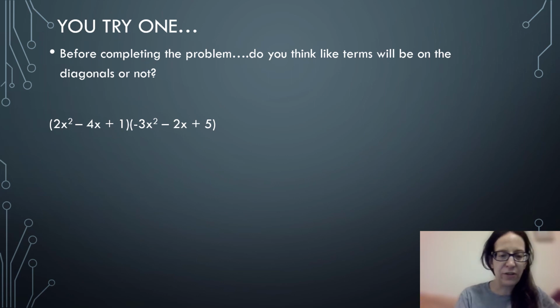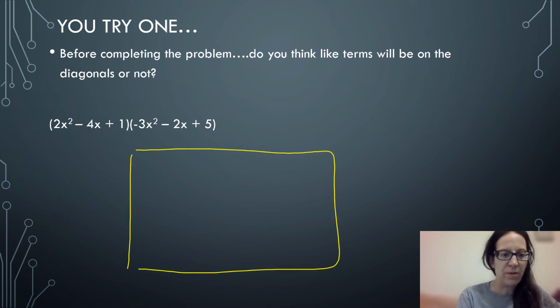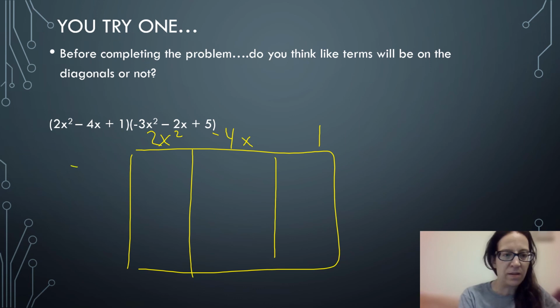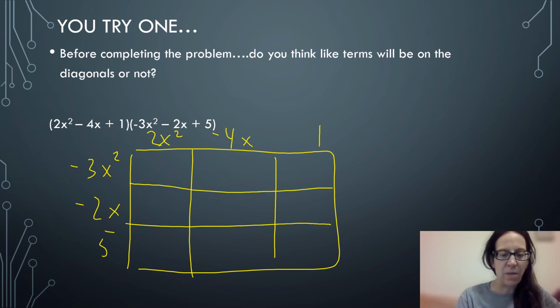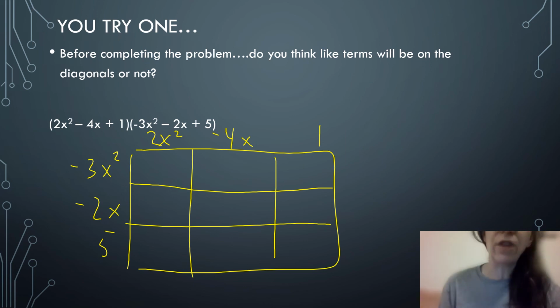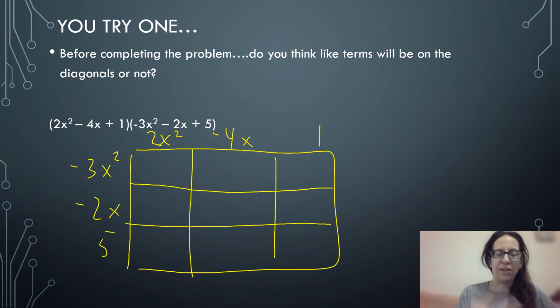All right, let's do this. Let's see, what do we have? We have 2x squared minus 4x and a positive 1. And then this is negative 3x squared minus 2x and a 5. And I will go through this pretty quickly because I am assuming that you've already done it and you're just checking work and you're not frantically trying to copy my work.